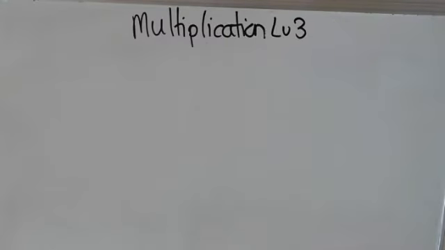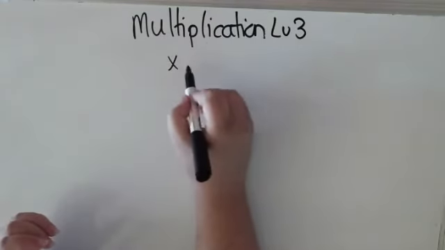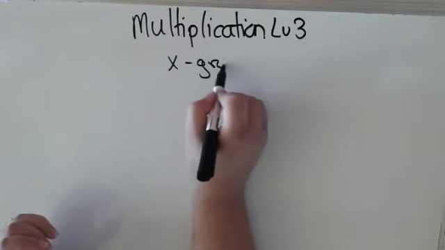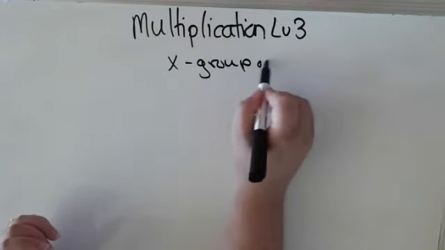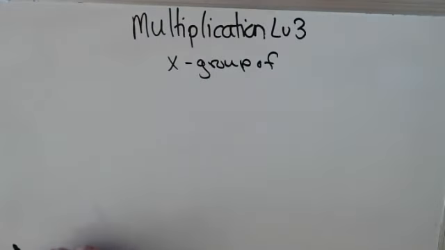Multiplication level 3. All right, so what we're doing today is we've already covered that the multiplication symbol means groups of. We've already covered two-digit by one-digit multiplication. Today, what we're going to look at is two-digit by two-digit or three-digit by two-digit.